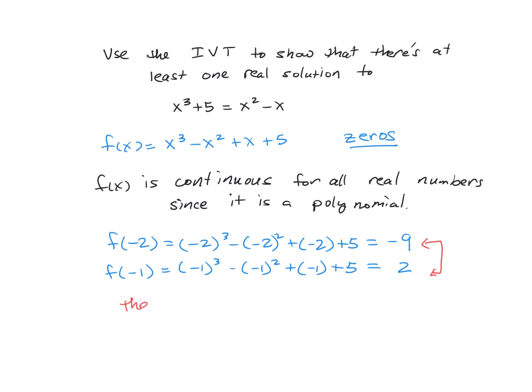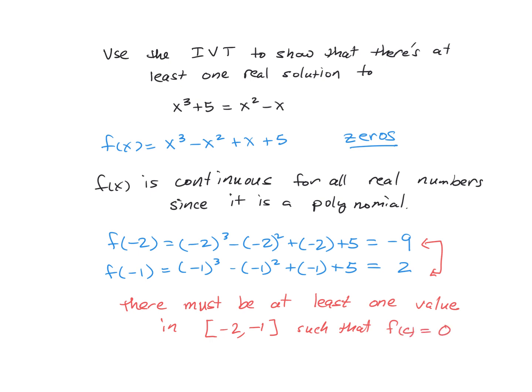So there must be at least one value in the interval from negative 2 to negative 1 such that f of c, and again our textbook likes using the value of c, is equal to 0.